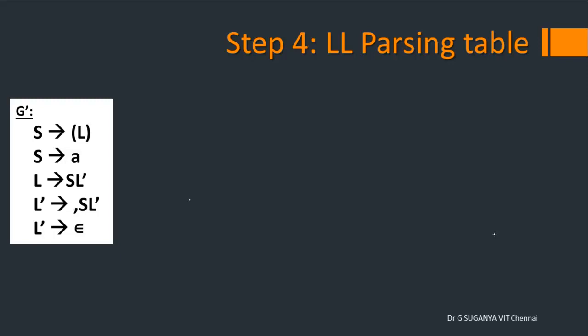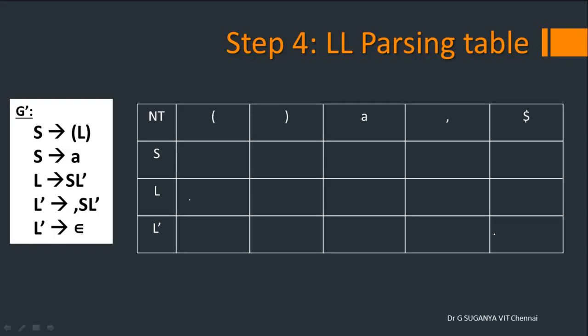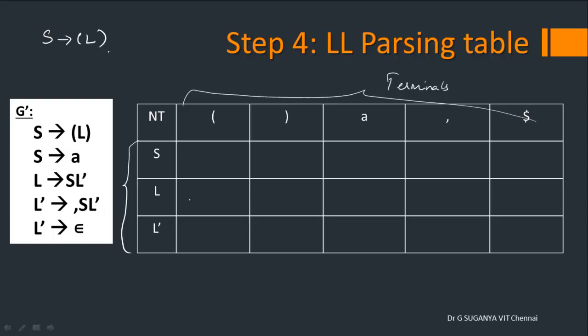Now with that, we'll construct the LL parsing table. The parsing table will look like this. You will have the non-terminals in the rows and the terminal symbols along with the dollar in the columns. Now, how to fill up this parsing table? It's very simple. You take each and every production. First, let us take S gives L. Check the first symbol. If it is a terminal, go to S comma left bracket. Add that: S gives L. That's all.